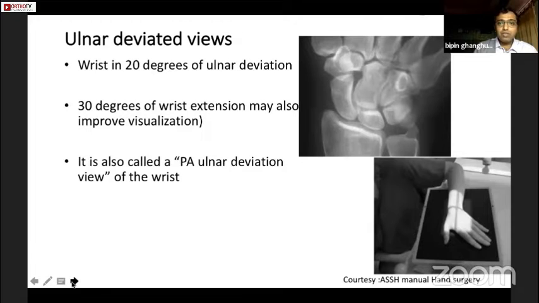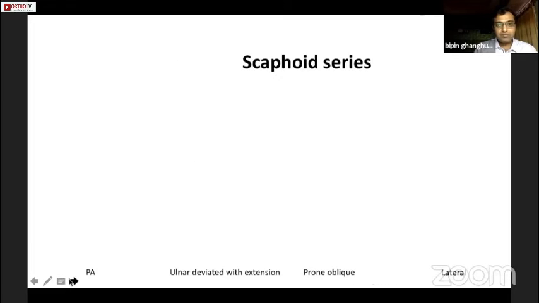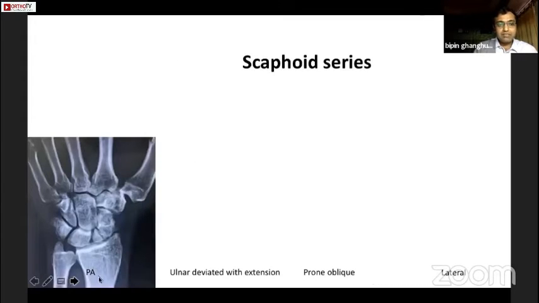Ulnar deviated views are very important to note the complete anatomy of the scaphoid. The view in 20 degrees of ulnar deviation is a scaphoid view. However, always give a little bit of extension to the wrist. This may help improve visualization of the scaphoid. So this is called a PA ulnar deviation view of the wrist. These are the X-rays which are needed for a scaphoid series.